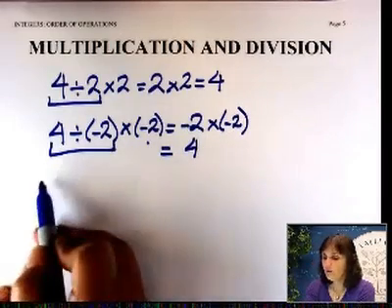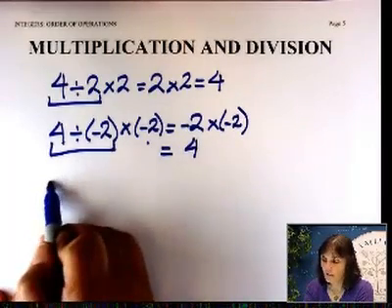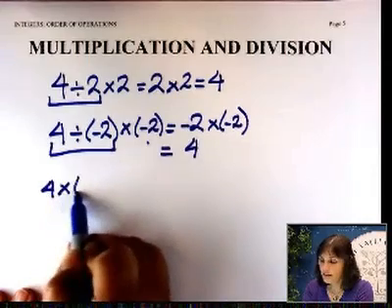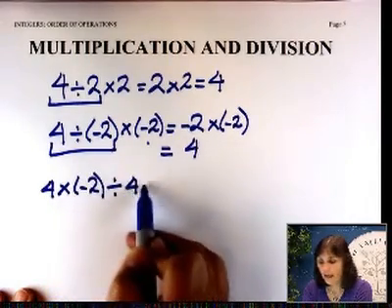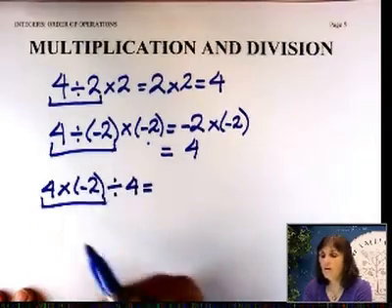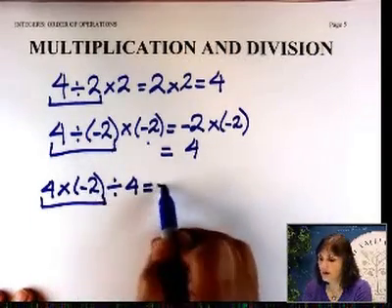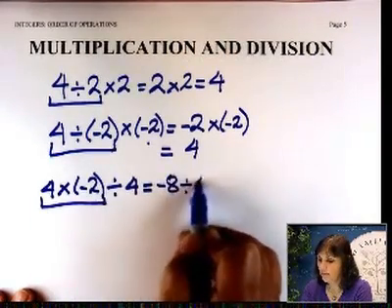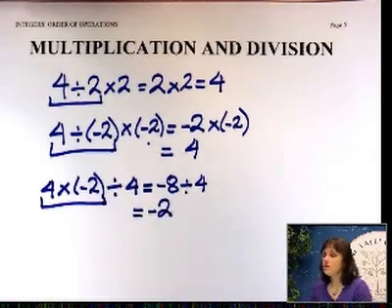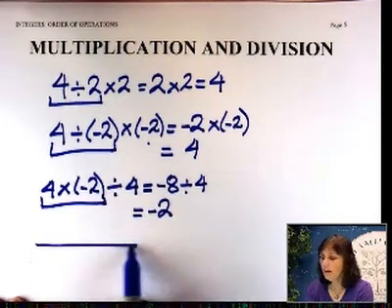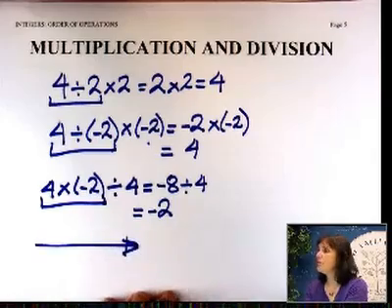How about I do multiplication first? 4 times negative 2 divided by 4. Okay, you do multiplication first. 4 times negative 2, that's negative 8. Divided by 4, that's negative 2. All right, so you do them from left to right as well when you see them together.